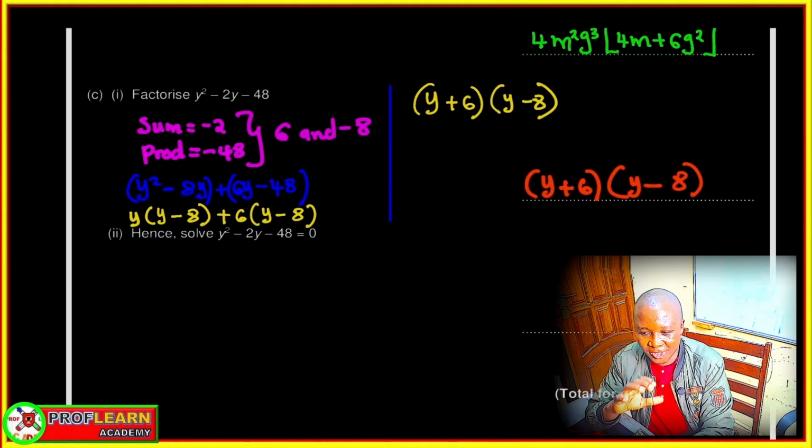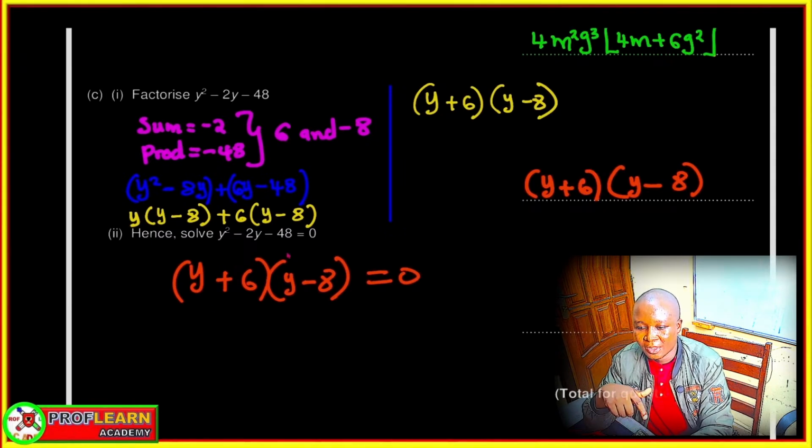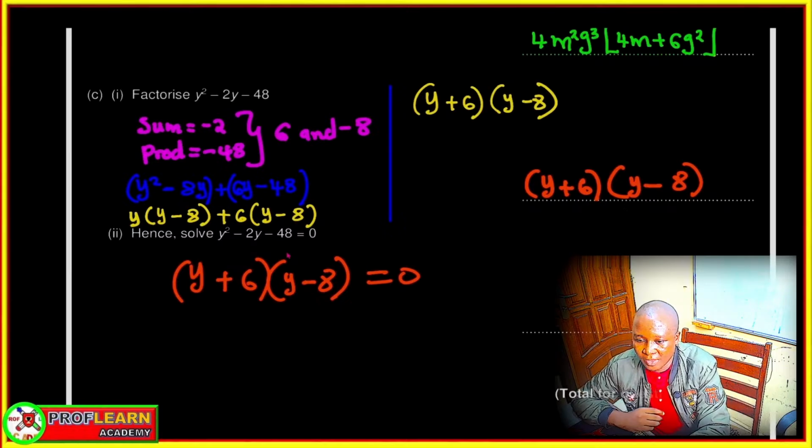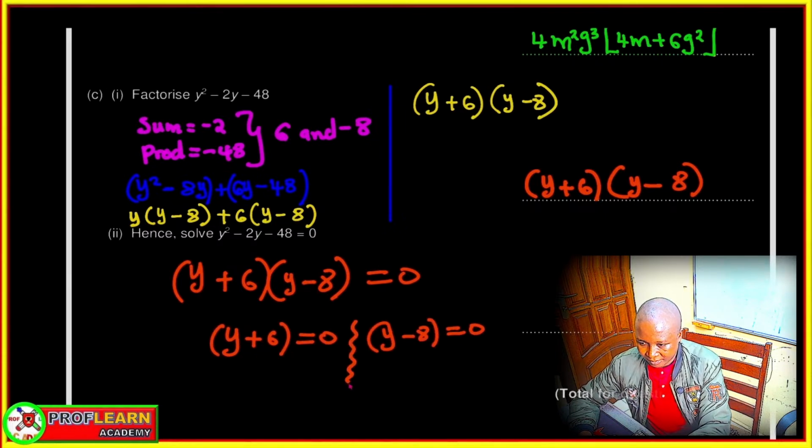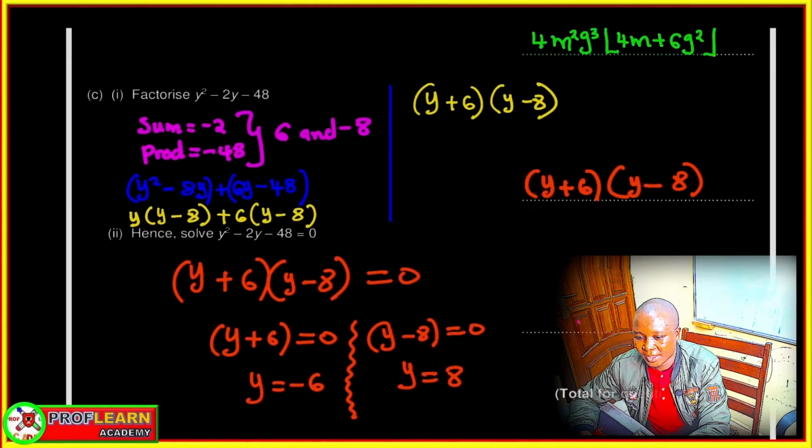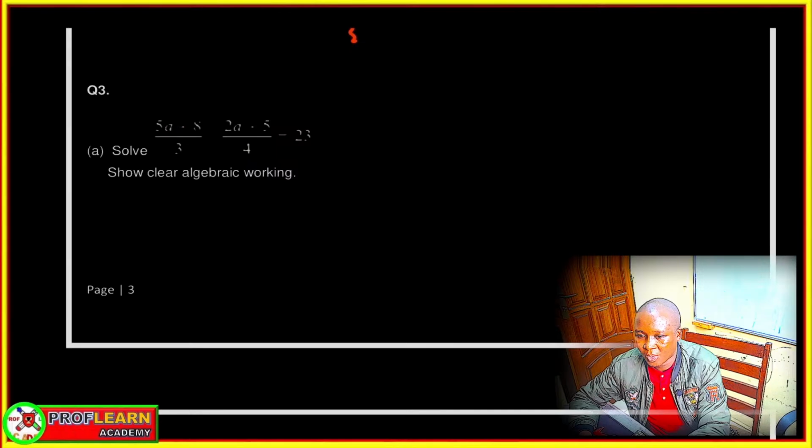Now once you have gotten this, to solve, you take the factorized form that we have gotten up here and equate it to 0. Then if y plus 6 and y minus 8 equals 0, it means that either of them is equal to 0. Then we take 6 to the other side and 8 to the other side. We shall have our solution as y is either minus 6 or y is equal to 8.